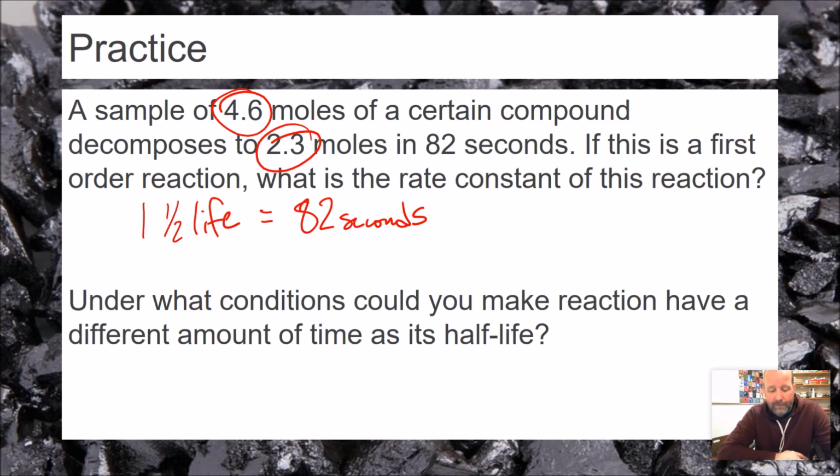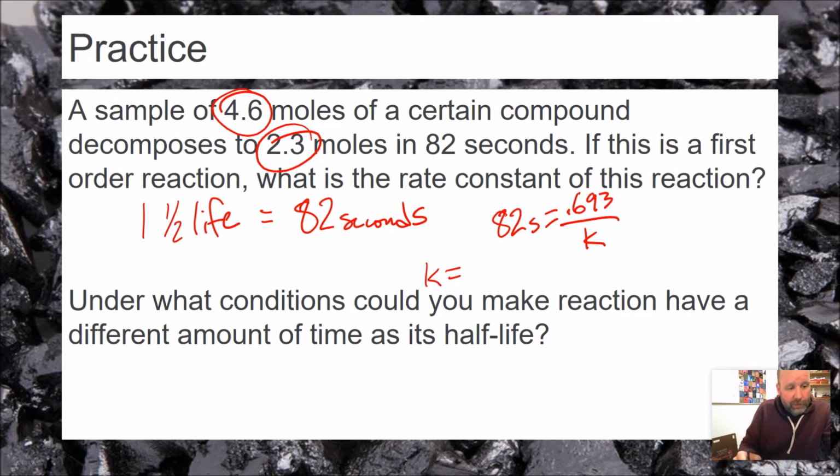That's 50%. So if this is a first order reaction, what's the rate constant? So I can find K. I know that the half-life is 82 seconds. So 82 seconds equals 0.693 over K. Solve for K. 0.693 divided by 82 equals... so it looks like K is equal to, with 2 sig figs, 0.0085. And the units for this are going to be 1 over seconds.